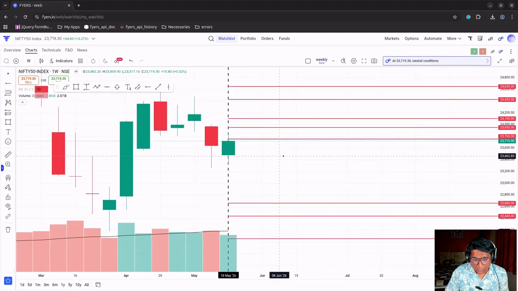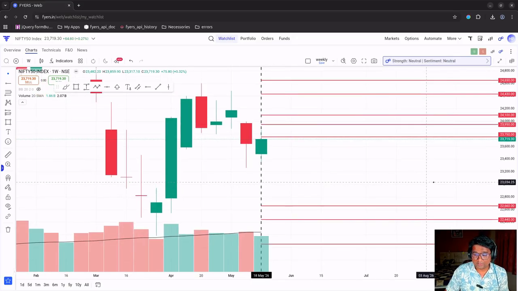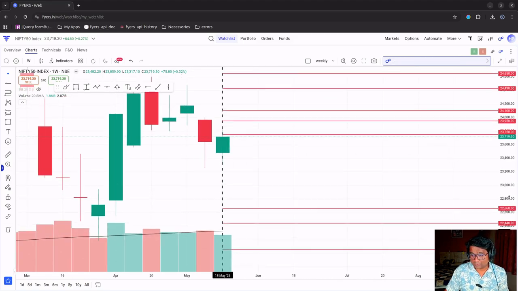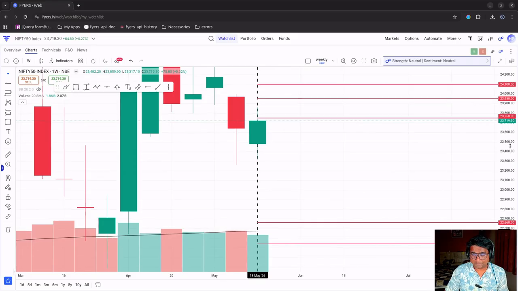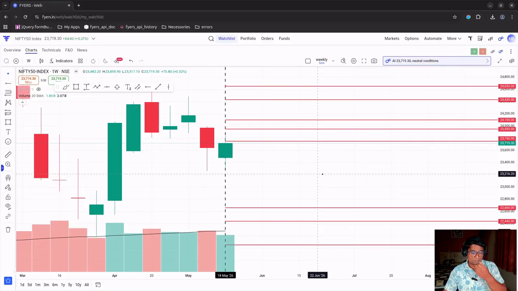So if the price breaks the low of this red candle in a decisive manner, if it closes on a daily basis below 23,260, the next target is 22,660. So let's see how this pans out.